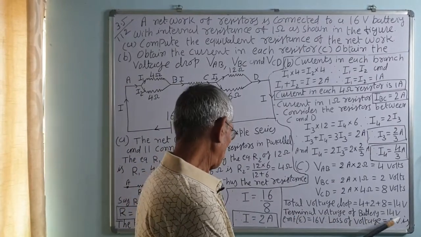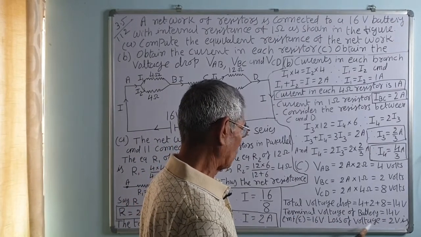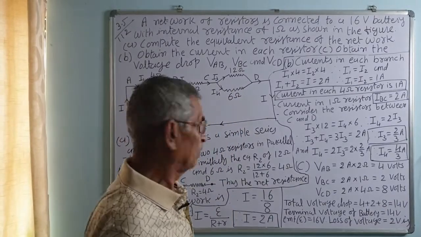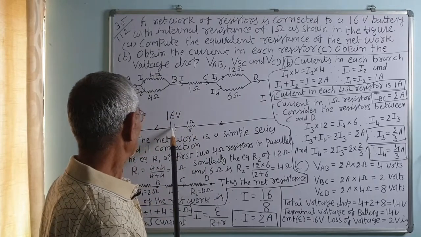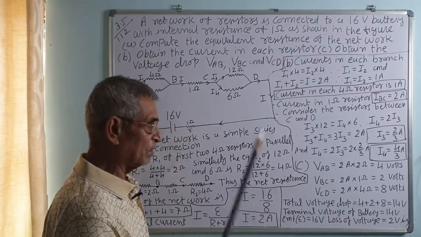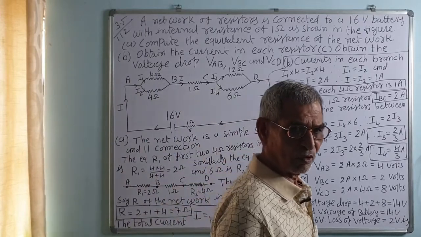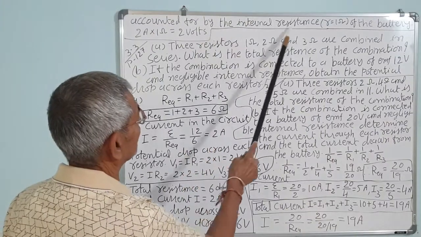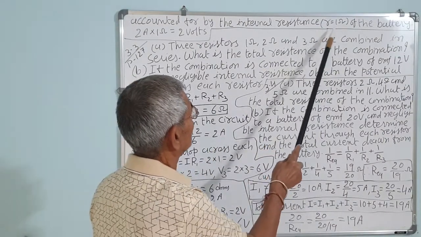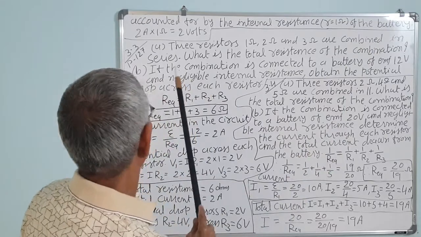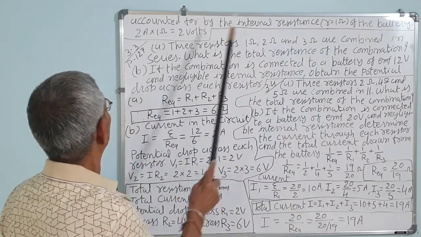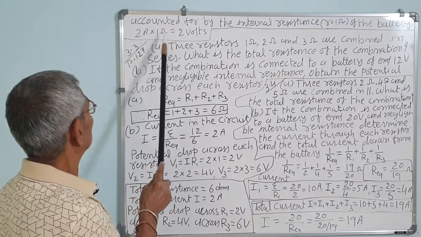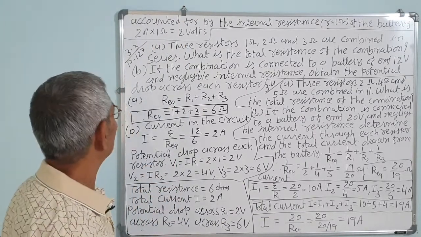The terminal voltage of the battery is 14 volt and EMF is 16 volt. The loss of voltage is 2 volt, that is due to the internal resistance R. Internal resistance R is equal to 1 ohm into current 2 ampere. So, 1 into 2, that is 2 volt is the loss of potential, accounted for by the internal resistance, as we have already studied. R is equal to 1 ohm, the internal resistance of the battery, into current in the circuit, that is 2 volt is the loss of potential.